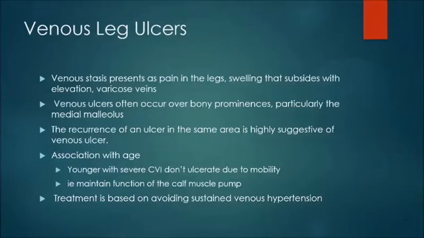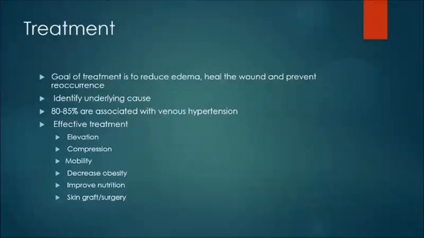Treatment is based on avoiding sustained venous hypertension. The goal of the treatment is basically to reduce the edema and heal the wound to prevent recurrence. You want to identify the underlying cause; 80 to 85% are associated with venous hypertension. So effective treatments used are elevation. Compression is a big thing that we do, and that really helps to reduce the swelling and treat the ulcers. Mobility, you want to keep them mobile, decrease obesity, improve nutrition, and skin grafts and surgery as needed.